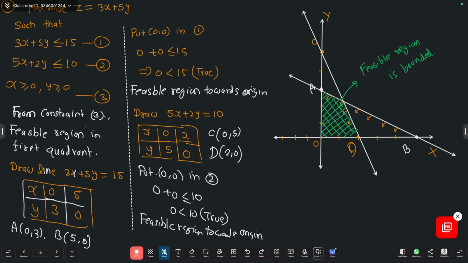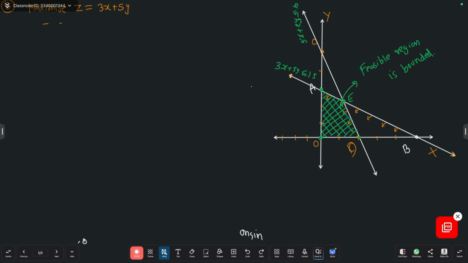How many corner points can we identify? This is one corner point. This is also one corner point, and this is also one corner point. We already know the coordinates of A, 0 comma 3. The coordinate of O is 0, 0. D is 2 comma 0. What about this? A, B, C, D. Let's say this is E. We can find E by solving equations.